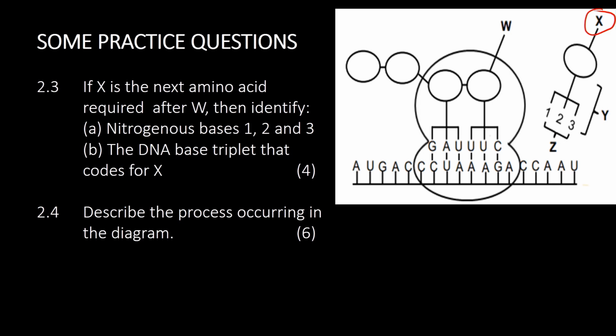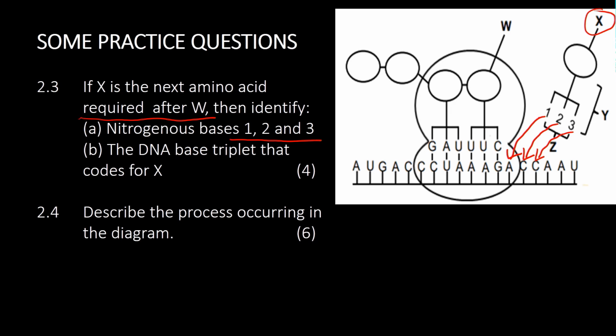You'll notice the first couple of questions are relatively straightforward, and we get to the more difficult ones a bit later. Okay, so if X is the next amino acid required after W, then identify bases 1, 2, and 3. To do this, you have to understand that that transfer RNA molecule is going to be bringing number 1 to match with the next base, which is A. It's going to be bringing number 2 to match with the next base, which is C. And it's going to be bringing number 3 to match with the other C. Now, are they going to be identical to the A, the C, and the C? No, they are going to be complementary.